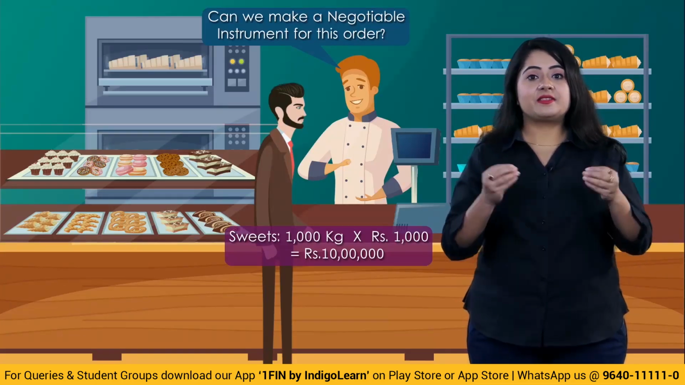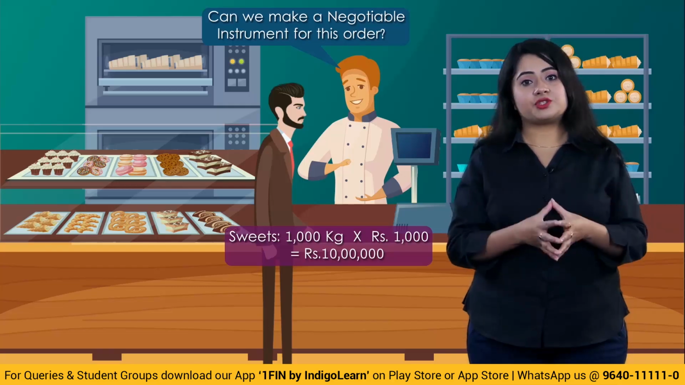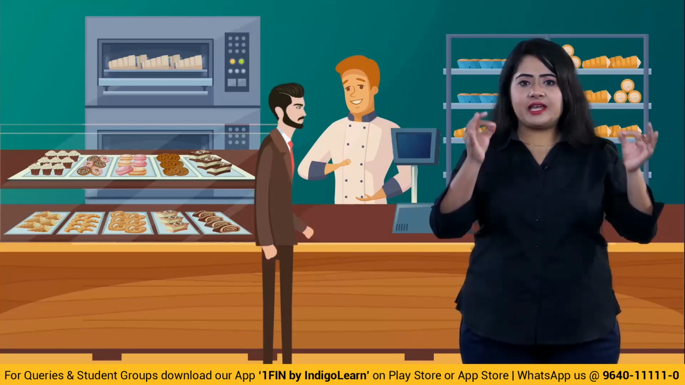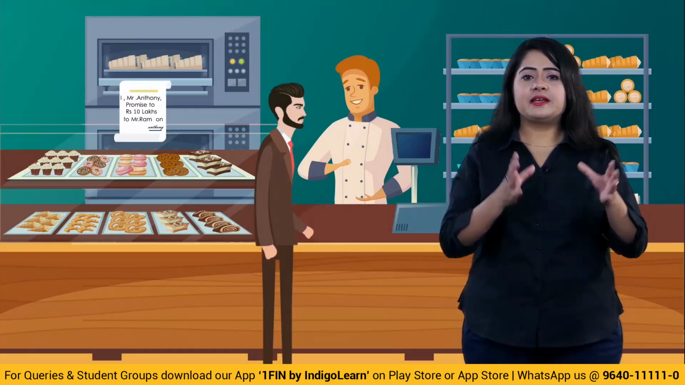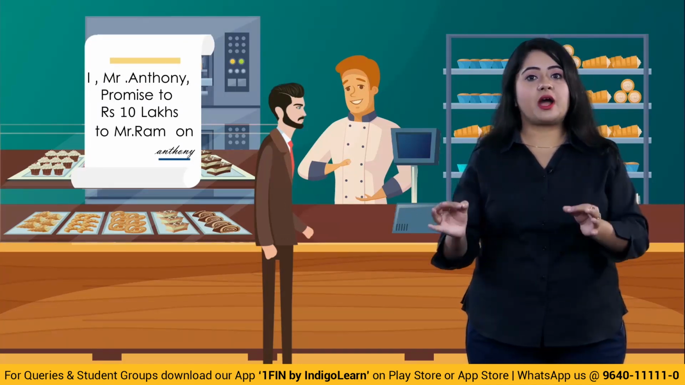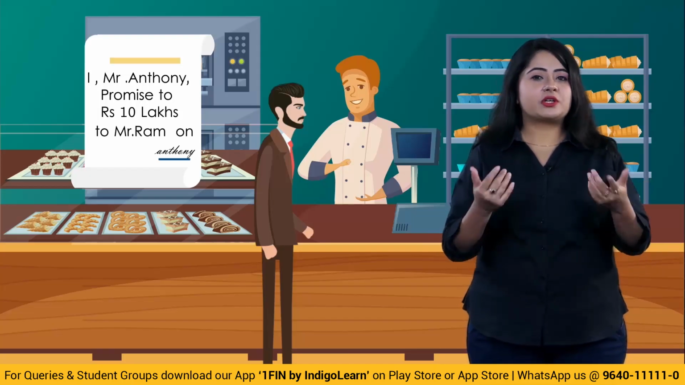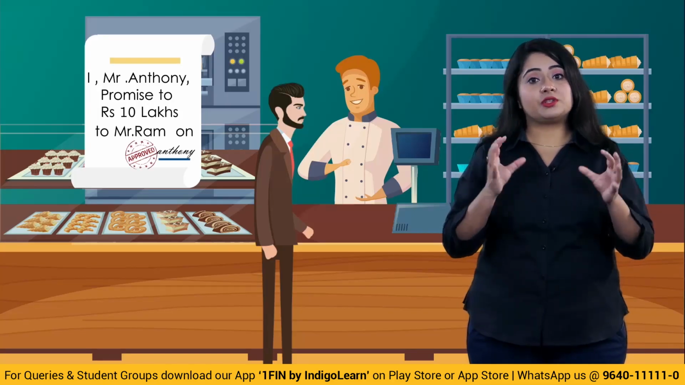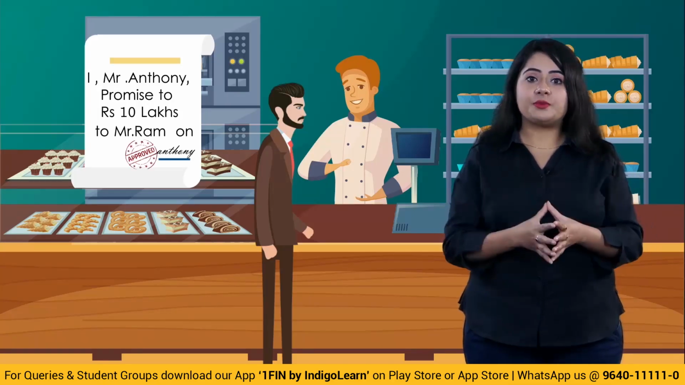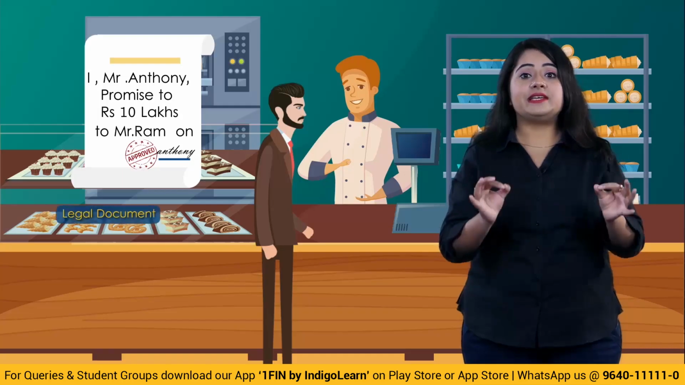In that case, this is going to be called a negotiable instrument. Suppose here Mr. Anthony actually writes it down on a piece of paper that "I, Anthony, promise to pay 10 lakh rupees to Mr. Ram on this particular date," and under that written note he actually signs also. Now, because this is still just a piece of paper, it is not a legal document, Mr. Ram puts a stamp on this piece of paper to make it a legal document. Now this piece of paper is a legal document.